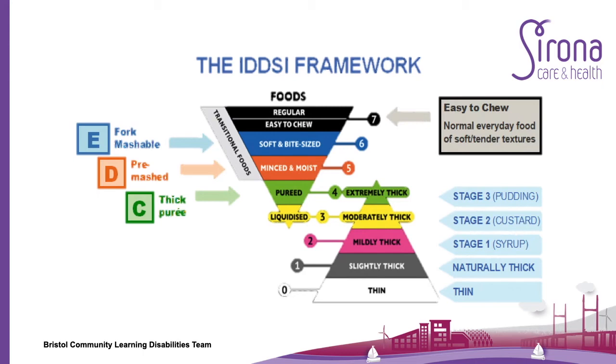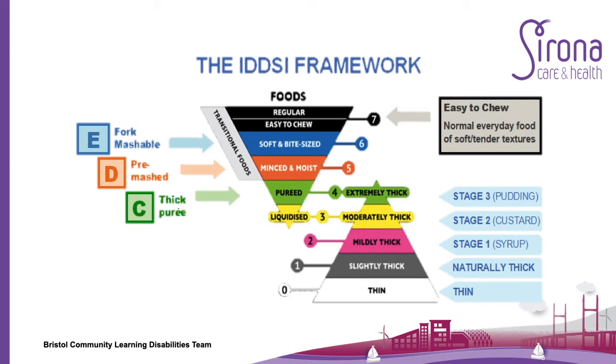Level 4, pureed, used to be called Texture C, thick puree. In terms of fluids, Level 4, extremely thick fluids, are at the same level as the pureed food, as they are the same consistency. The old descriptors referred to extremely thick fluids as Stage 3.